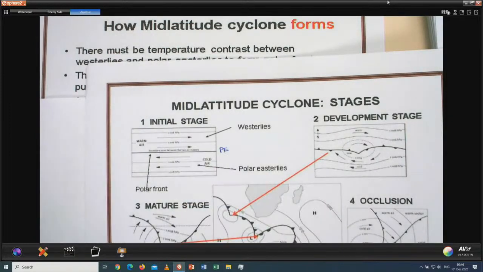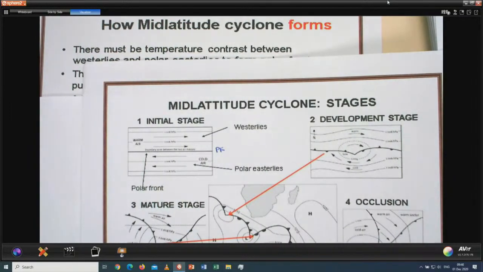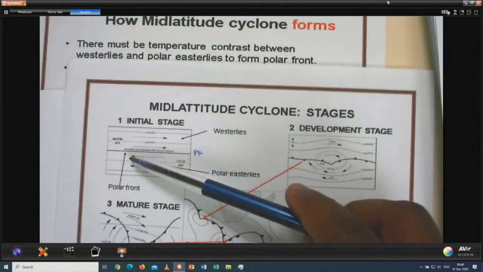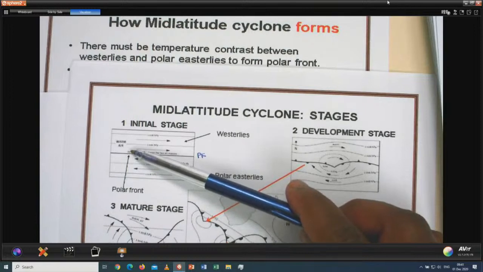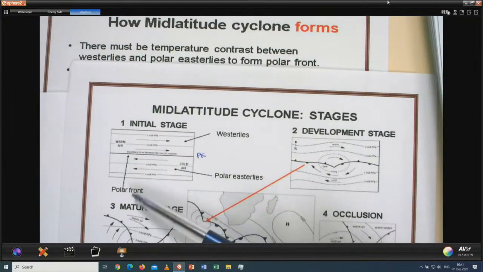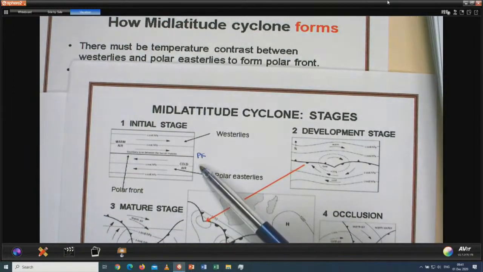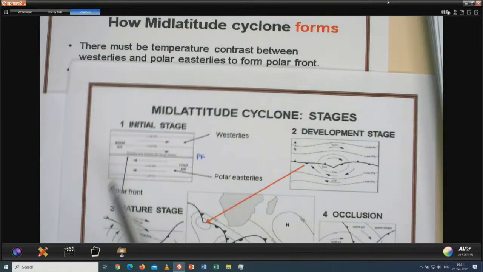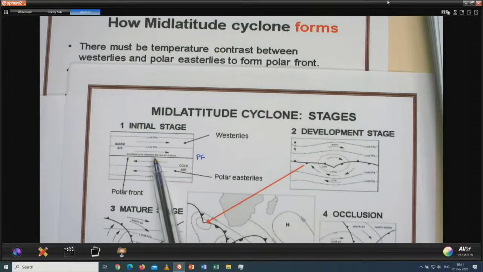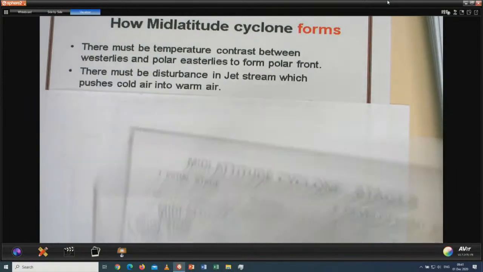The polar front is the line of separation between the warm air from the warmer latitudes and the cold air from the colder latitudes. So separated by what? By the polar front. It is a zone of separation or the surface of discontinuity between these two air masses. Right, now let us proceed.